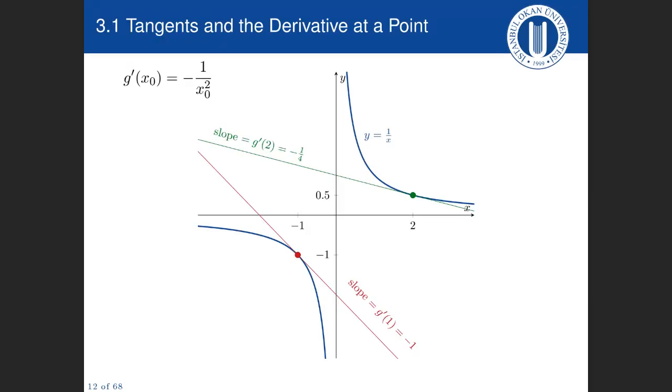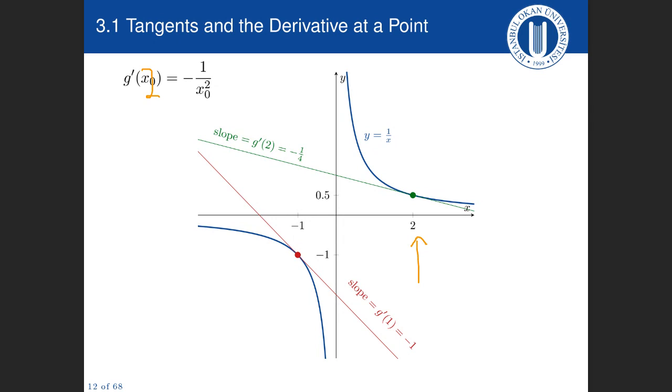This tells us the slope of the function at each value of x0. For example, if x0 is equal to 2, we put 2 into the formula, and we get minus 1 over 2 squared, or minus 1 over 4. The slope of this green line, which is the slope of the curve at x equal to 2, is minus a quarter.